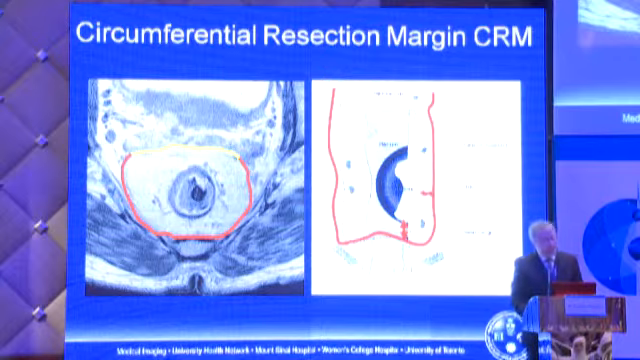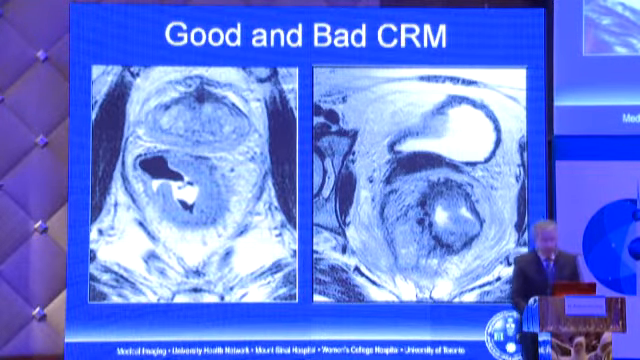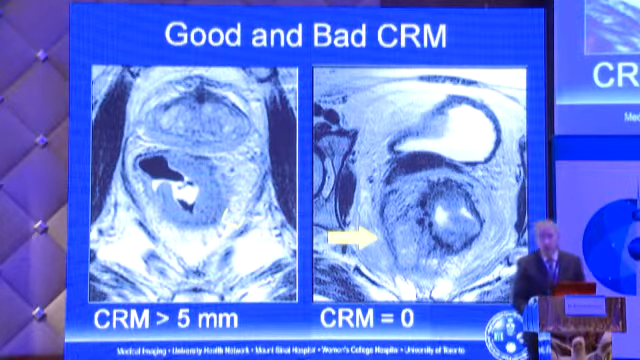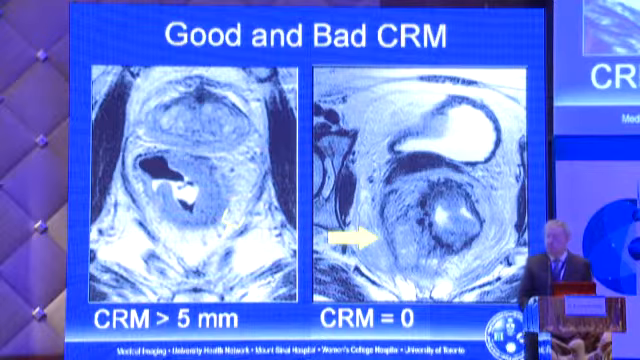So this is a little bit more about the circumferential resection margin. You have to try and identify the closest proximity of tumor to the mesorectal fascia. And here's an example of good and bad T3 disease. On your left, relatively good T3 disease, where there's greater than a 5 millimeter distance between the tumor and the mesorectal fascia. And on your right, very bad T3 disease, where the tumor is extended all the way to the mesorectal fascia and causing thickening of it.